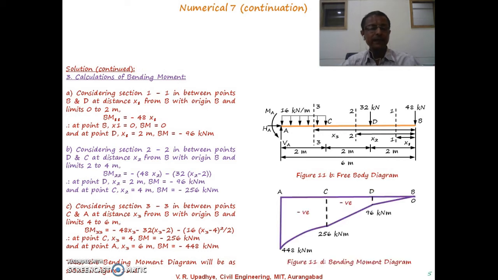So if we draw that, how to draw that graph is: from B to D, with section 1-1, that will be an inclined straight line. From D to C, that variation will again be an inclined straight line, and in between C and A, that is UDL, and if we go through this equation here, it is a square, so that is a second order parabola. So from C to A, that is a parabolic variation of bending moment, and everywhere from B to A, the bending moment caused by the forces in the case of a cantilever is a hogging type of bending moment, so that will be negative throughout, and that is how the bending moment diagram is drawn in this figure 11D.